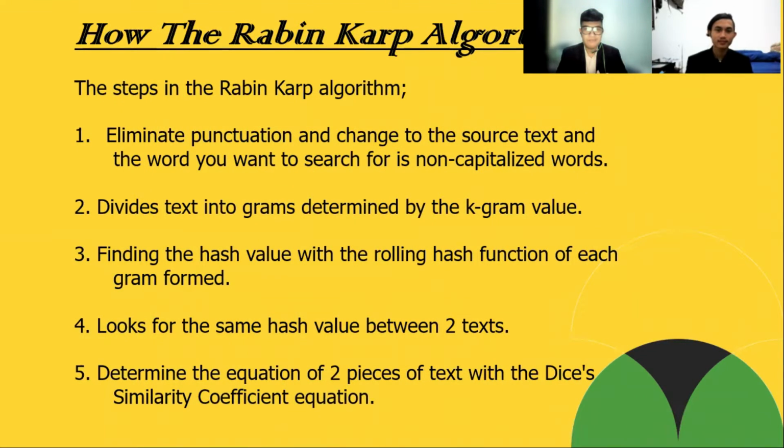How the Rabin-Karp algorithm works. The steps in the Rabin-Karp algorithm: first, eliminate punctuation and change the source text and the word you want to search for to non-capitalized words. Second, divide the text into grams determined by the k-gram value. Third, find the hash value with the rolling hash function of each gram formed. Fourth, look for the same hash values between two texts. And the last one, determine the similarity of the two pieces of text with the Dice similarity coefficient equation.